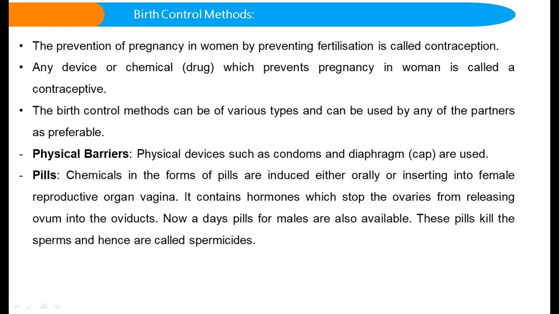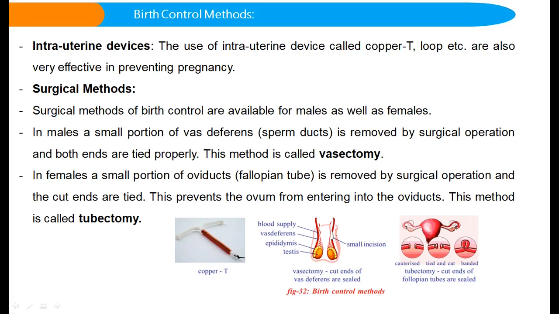And these physical barriers also control the STDs, that is sexually transmitted diseases, like gonorrhea, syphilis, and AIDS. And coming to the pills, there are two types of pills. One is oral pills and the second one is vaginal pills, which are inserted in the vagina. They contain hormones which stop the ovaries from releasing the ovum into the oviduct. And these days, for males also, pills are available, and as they kill the sperms, they are called spermicides.